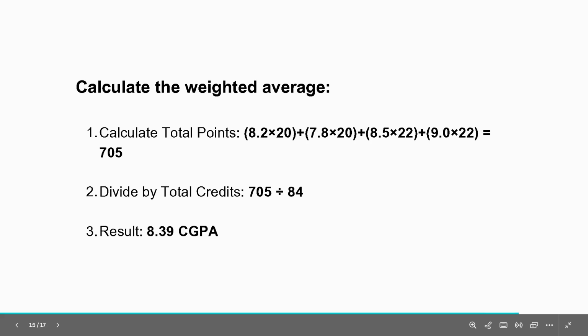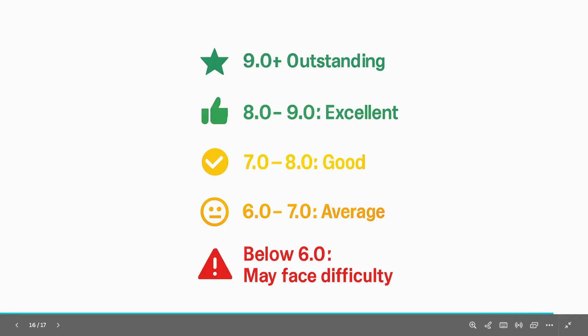So if you get a GPA of 9 plus, that is outstanding. If between 8 and 9, that is excellent and above the threshold for interview selections for most of the big companies like Microsoft, Google, etc. 7 to 8 is also good, but it's better to have above 8. 6 to 7 is average. You will get interview chances, but you might not be shortlisted for certain MNCs like Microsoft, Google, etc.